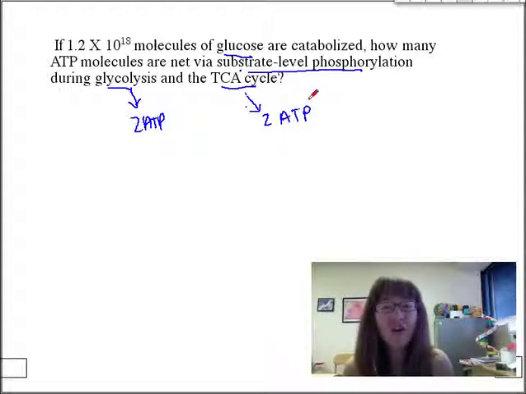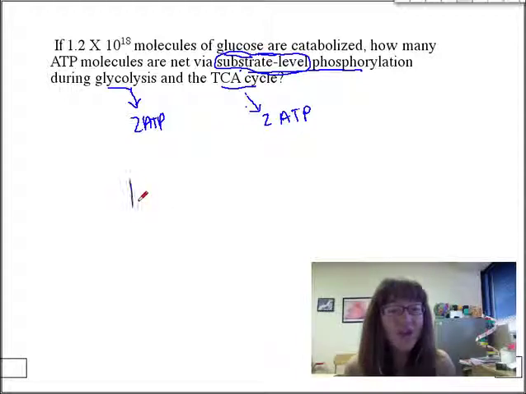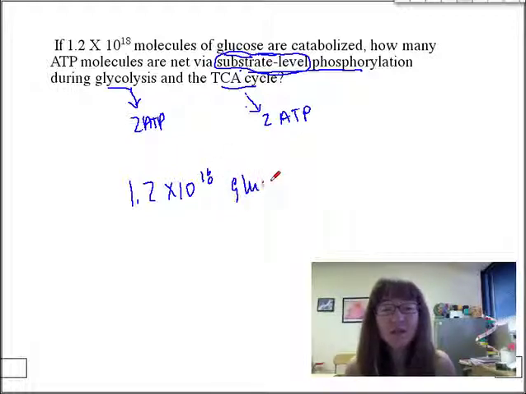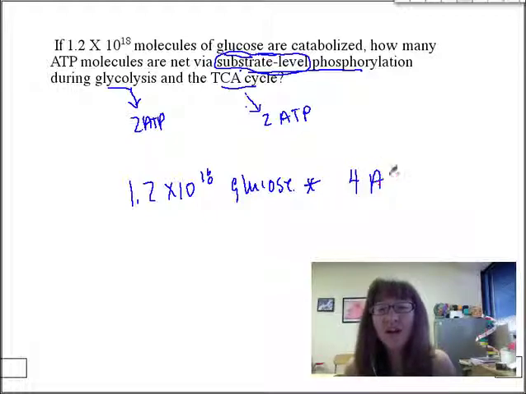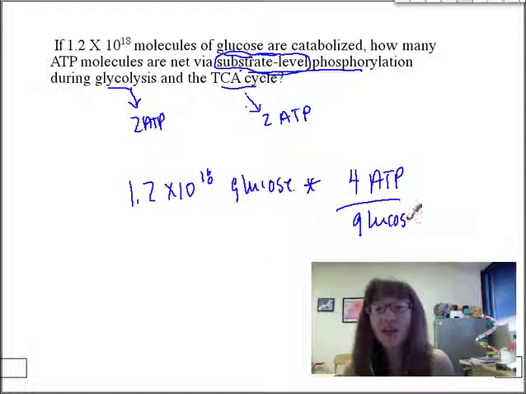So essentially, there are 4 ATP made in glycolysis and the TCA via substrate level phosphorylation, and that's all we're caring about right now. So we have 1.2 times 10 to the 18th glucose molecules times 4 ATP per glucose in glycolysis and the TCA. So work that out, and that's your answer.